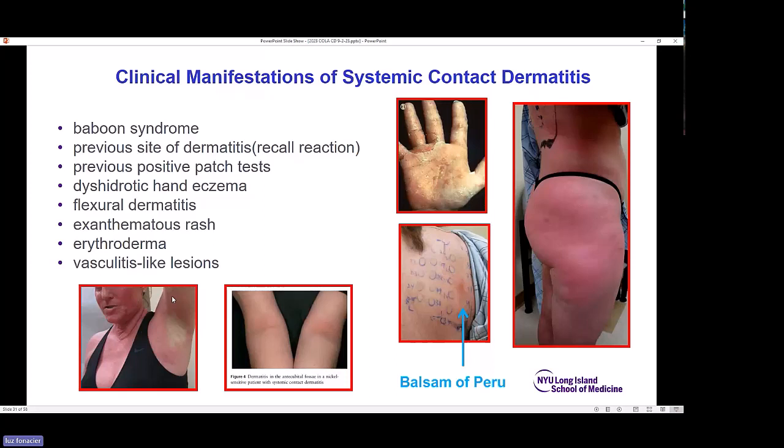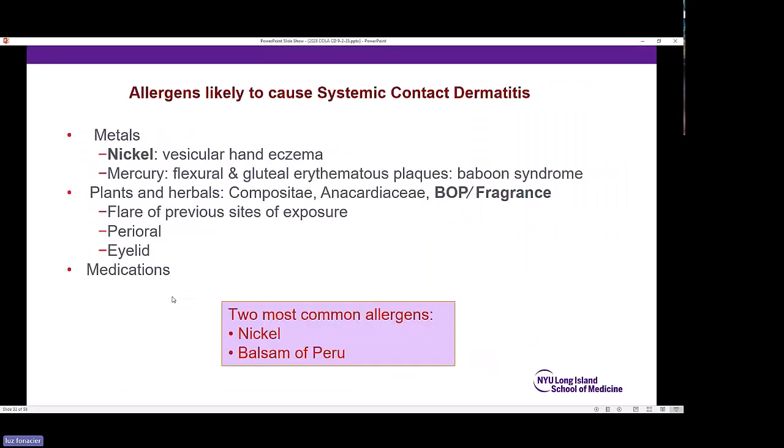So different manifestations of systemic contact dermatitis, same pathophysiology: contact sensitized, you got the allergen in some other route, and you developed a generalized dermatitis. What are the most common causes? The two most common causes are nickel and balsam of Peru.